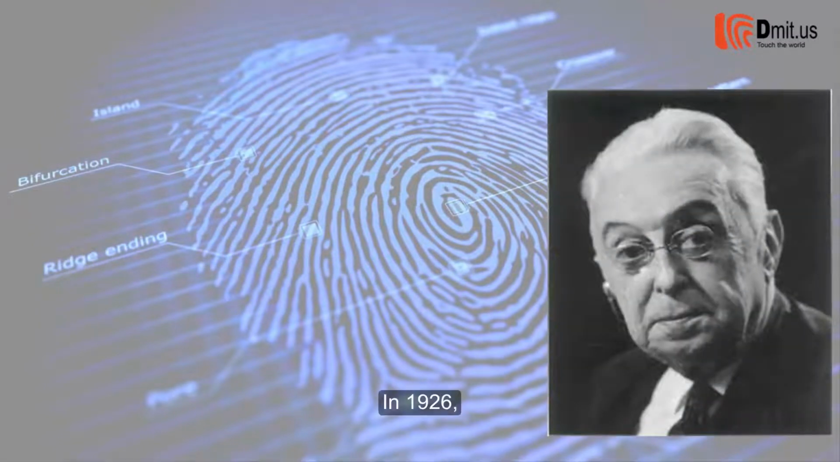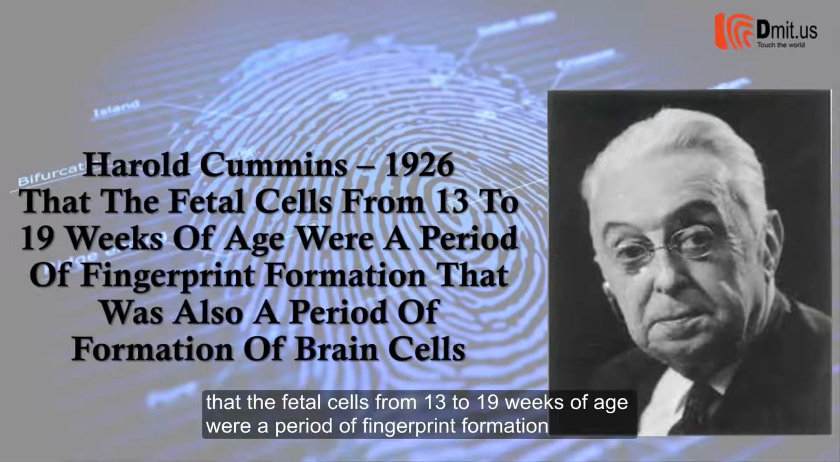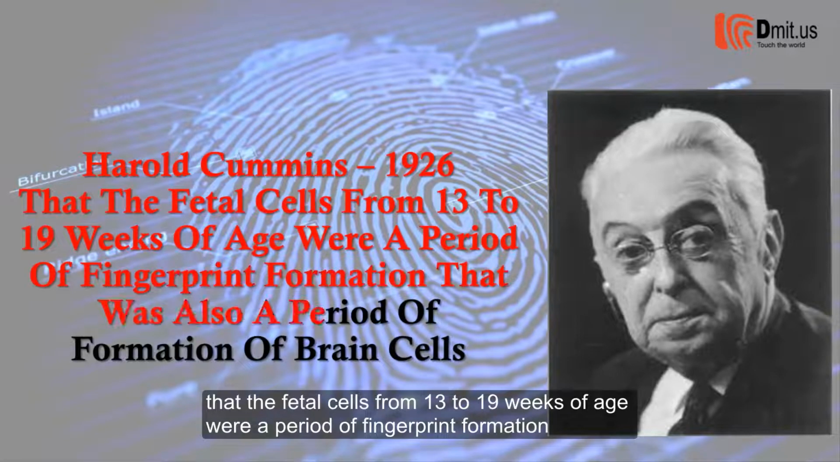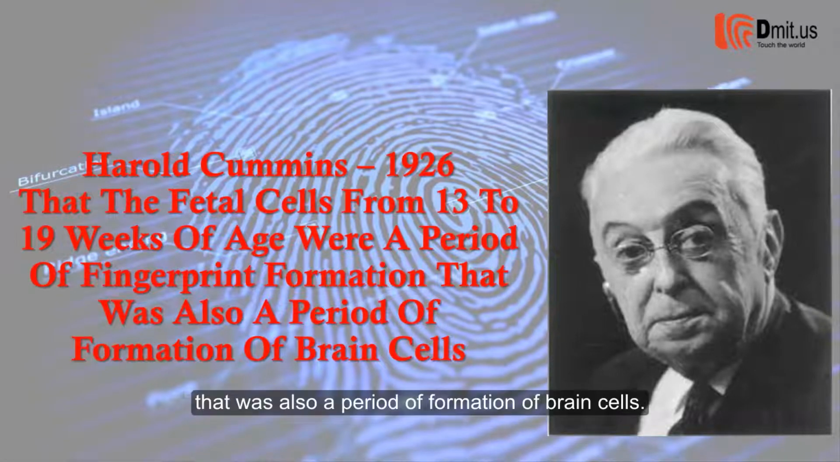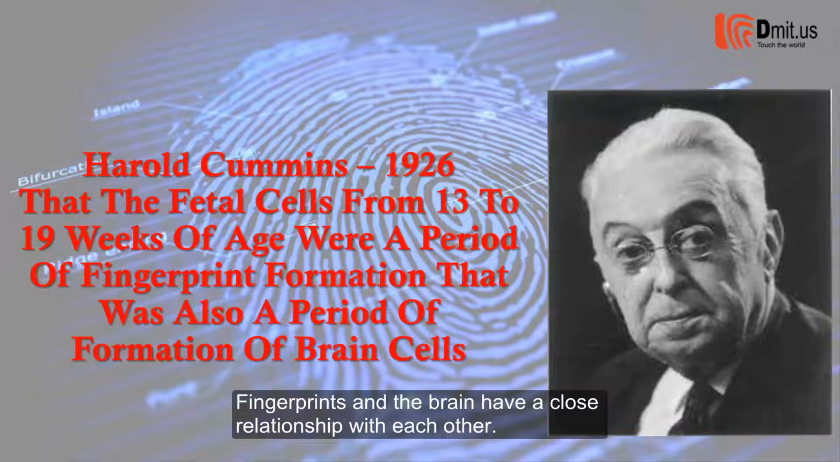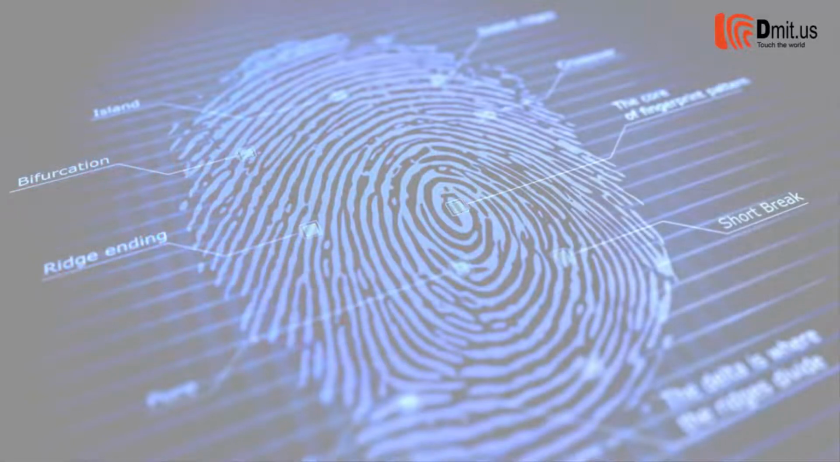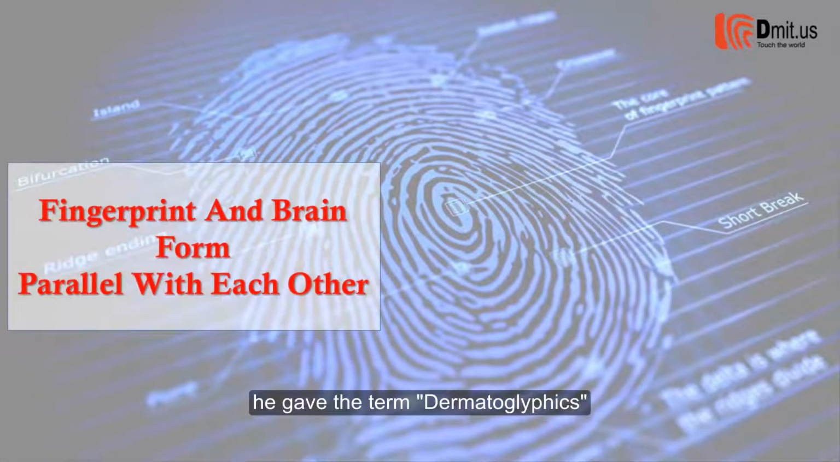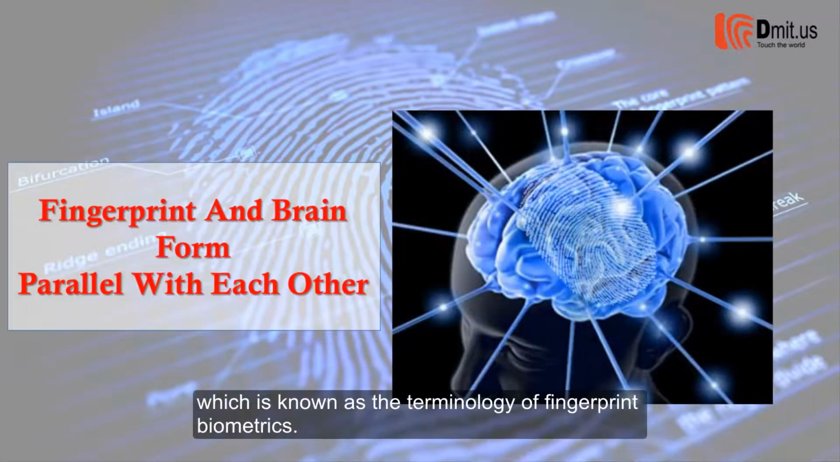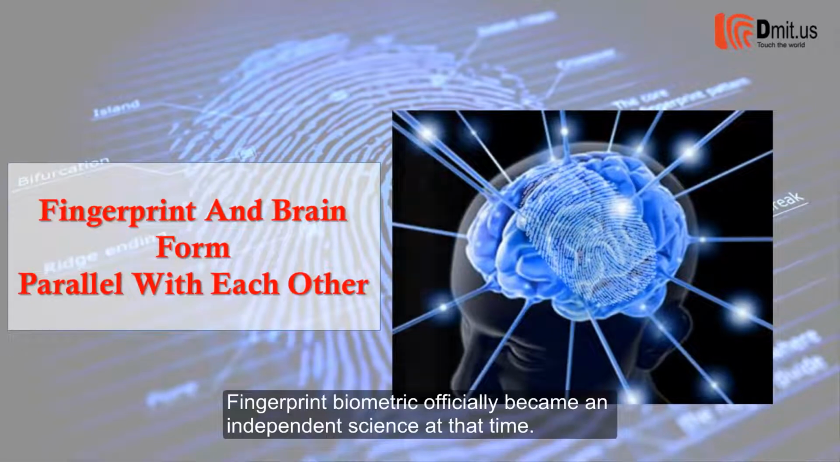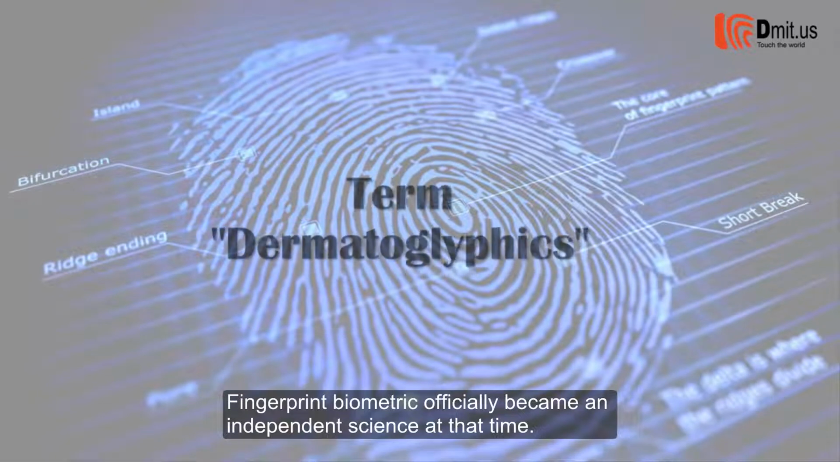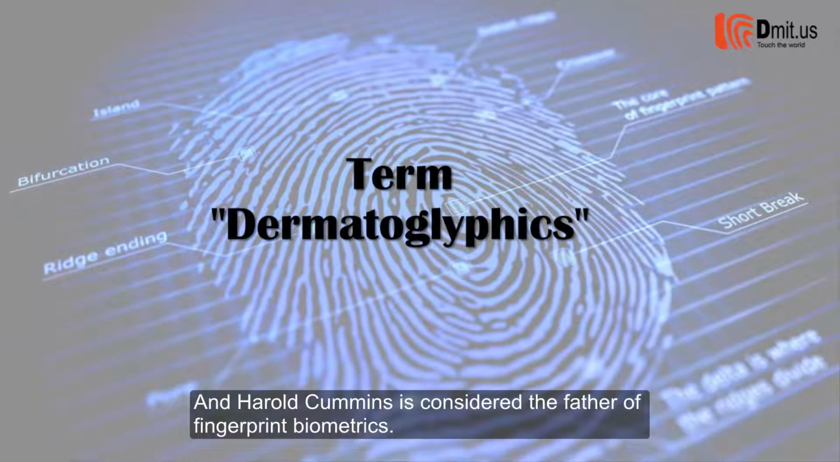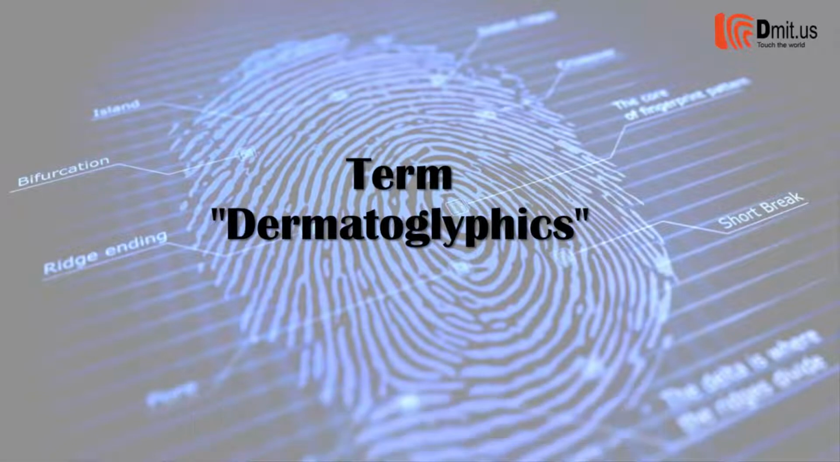In 1926, Harold Cummins showed that the period from 13 to 19 weeks of fetal age was a period of fingerprint formation that was also a period of formation of brain cells. Thus, these two processes are parallel. Fingerprints and the brain have a close relationship with each other. At that time, he coined the term dermatoglyphics, the terminology of fingerprint biometrics. Fingerprint biometrics officially became an independent science at that time, and Harold Cummins is considered the father of fingerprint biometrics.